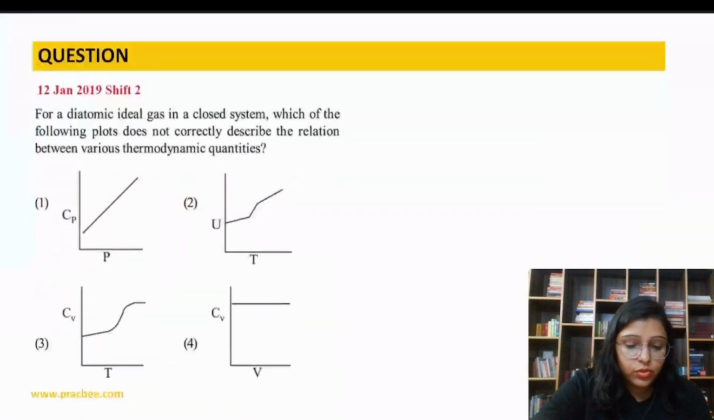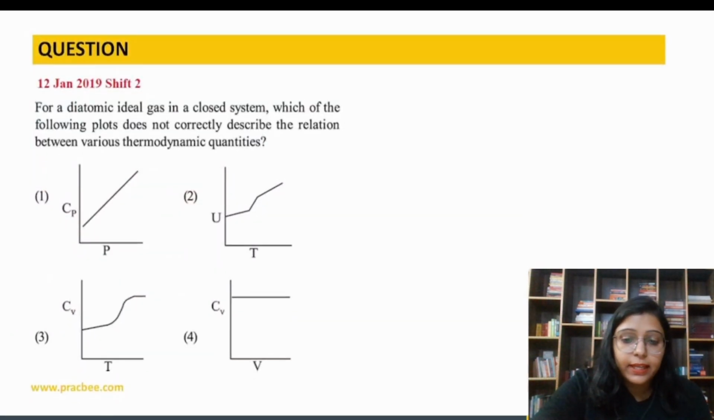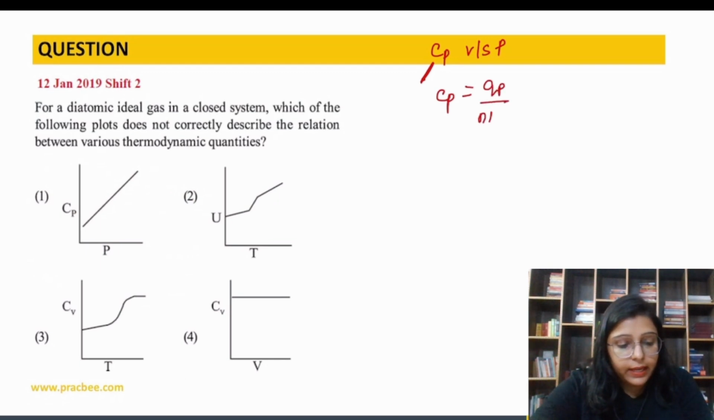Now, let's do the next question. For a diatomic ideal gas in a closed container, which of the following plots does not correctly describe the relationship between various thermodynamic quantities? So we have Cp versus P. This is heat capacity at constant pressure. See how to solve this. We know that Cp is equal to Qp upon n delta T, or we can say Qp is equal to n Cp delta T, right?